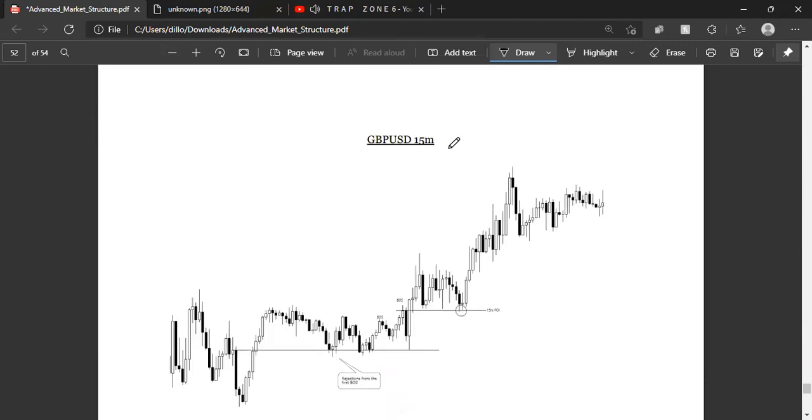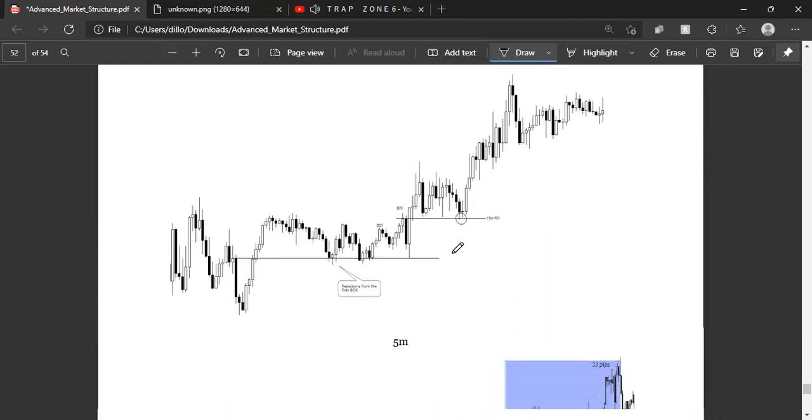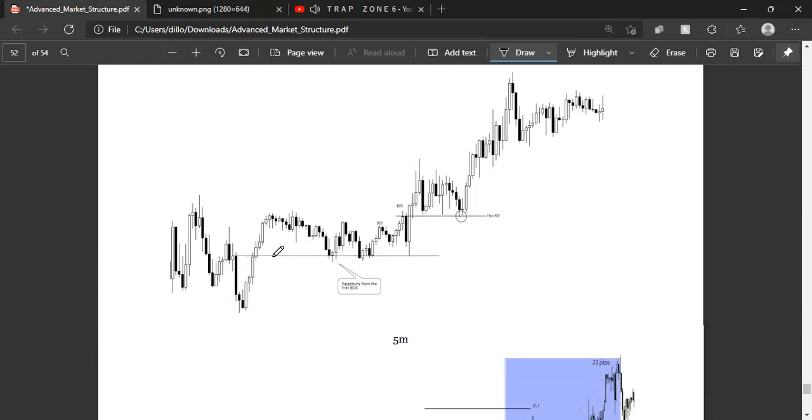Next setup, we have GBPUSD on the 15-minute time frame. So what do we see? Kind of the same as the last setup. You saw a liquidity grab and then a break of structure. Here is the last push down. That's why I chose this area. This is the last push down before the break of structure.